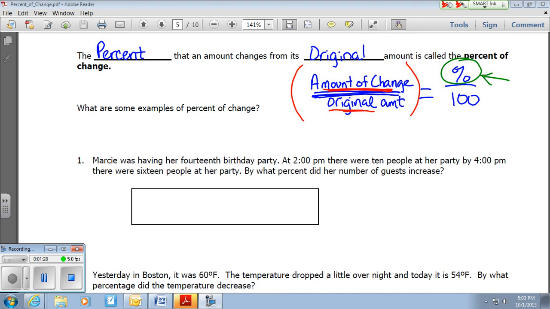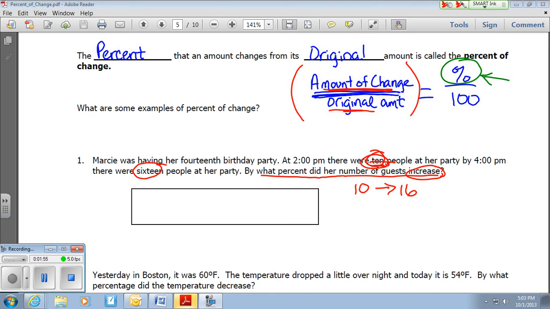Marcy was having her 14th birthday party. At 2 o'clock, there were 10 people, and at 4 o'clock, there were 16 people. By what percent did her number of guests increase? So I'm looking for the percent of the increase for this problem. Now, she started out with 10 people, and then it was 16 people, so the first thing you need to figure out is how much did it change.